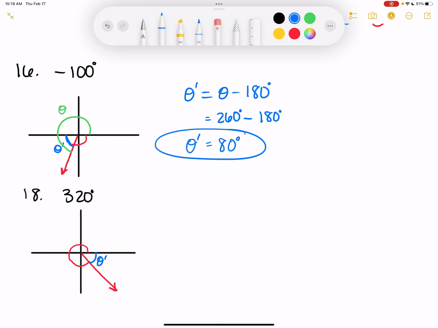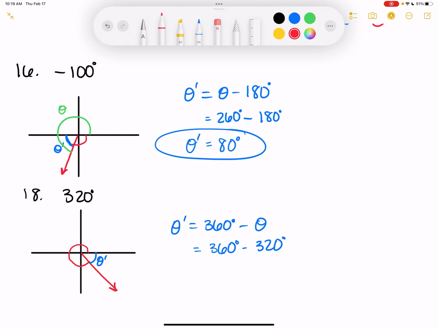Because we want the angle to be positive, and if we subtracted 360, it would be negative. So you would just have to make it 360 minus theta, positive. Okay, so theta prime is equal to 360 minus theta. So would the theta be the 320 because it's positive? Yep. If it's positive, we just use the angle that was given to us. If it's negative, we have to use the other one.